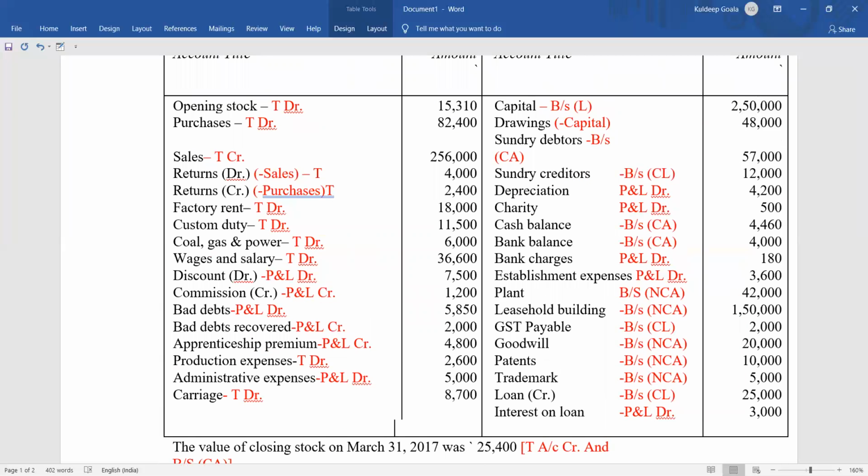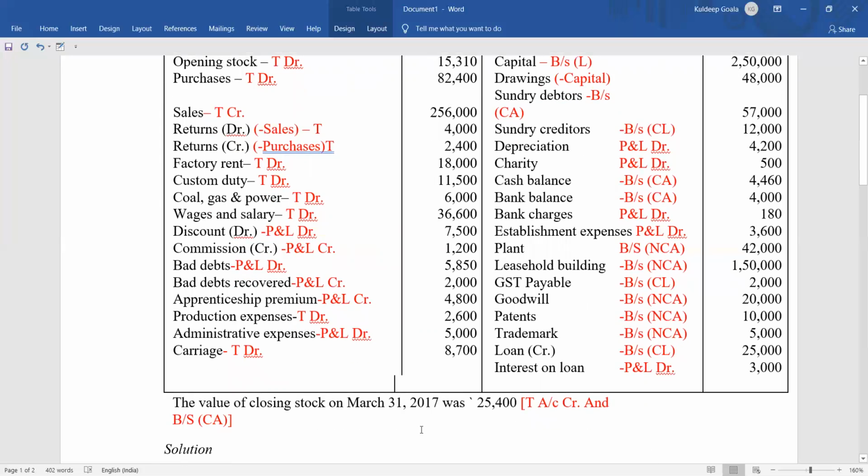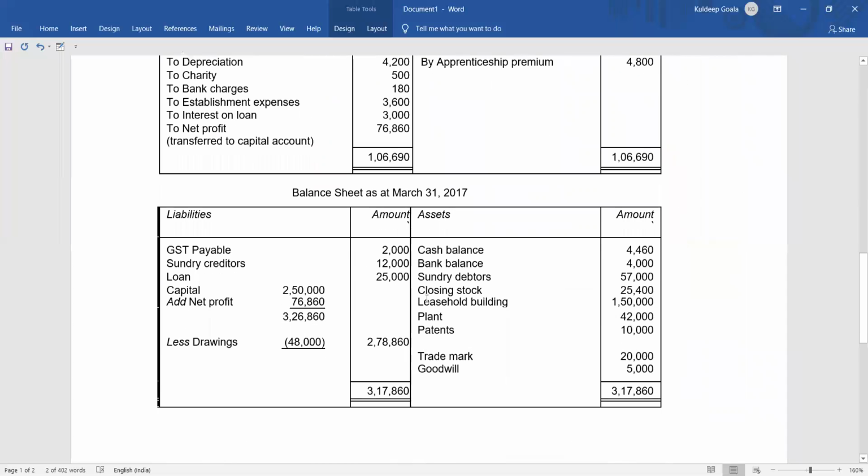Before going to the non-current assets, we will finish up all the other items. So we can see the sundry debtors are done. Then creditors will not come on this side. Cash and bank balance is done. Then plant, leasehold, goodwill, patent, trademark are non-current assets. And in adjustment, we can see one current asset is there. That is a closing stock of 25,400. So it will come here now. So we'll put closing stock 25,400 rupees, right?